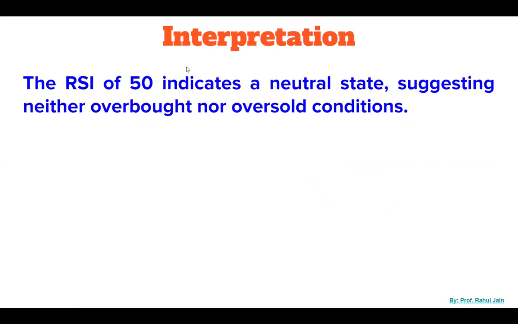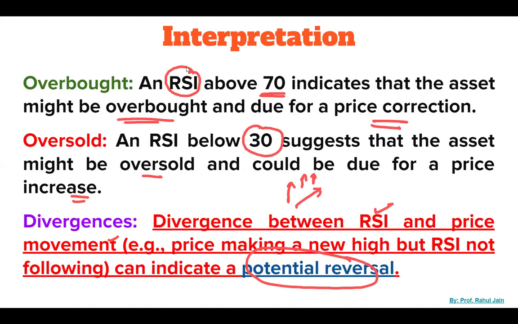So in this problem, we got an RSI score of 50. It indicates a neutral state, which means that particular stock is neither overbought nor oversold; it is in its neutral condition, right? So this is how RSI is used to indicate whether the stock price or market is overbought or oversold, right?